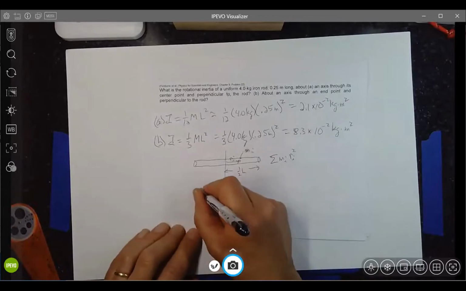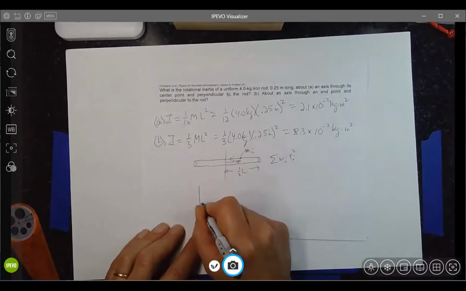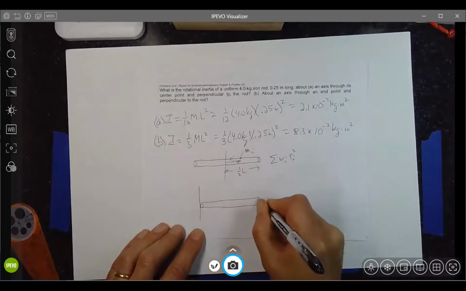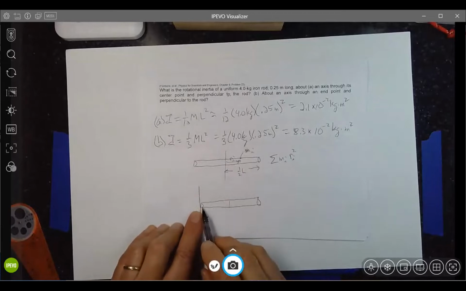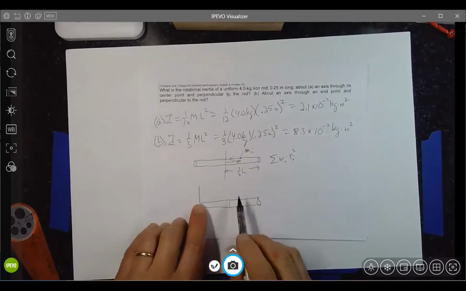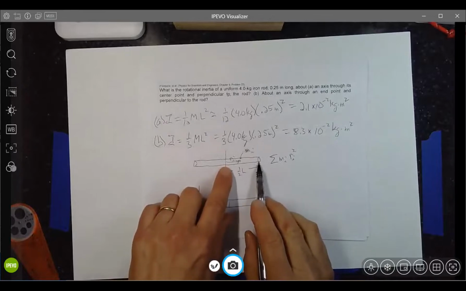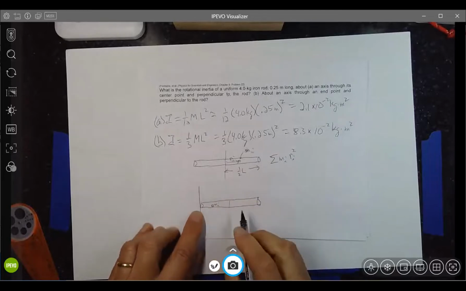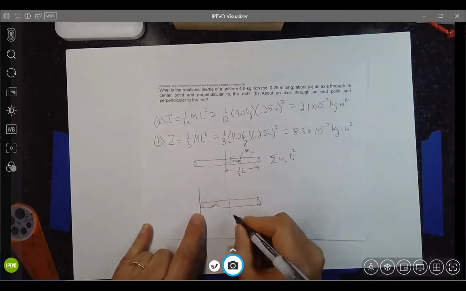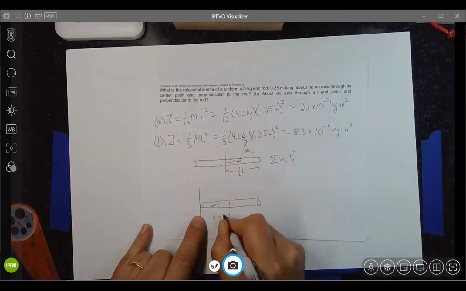But in the other case, I'd have my rod here, and half of the calculation or part of the calculation would be absolutely identical to what I did here. I'd have a little M sub i, and this distance here is 1/2 L.